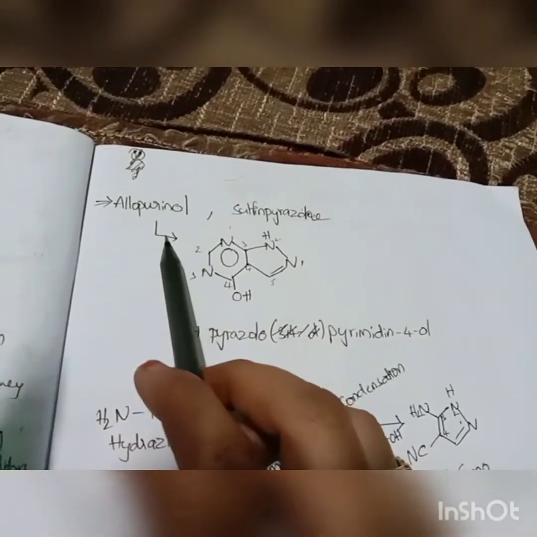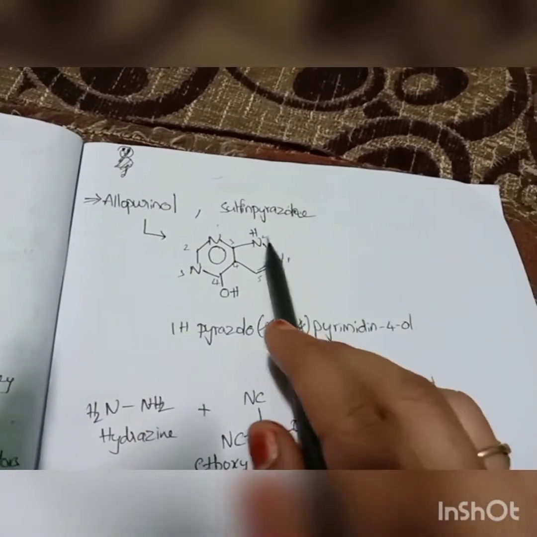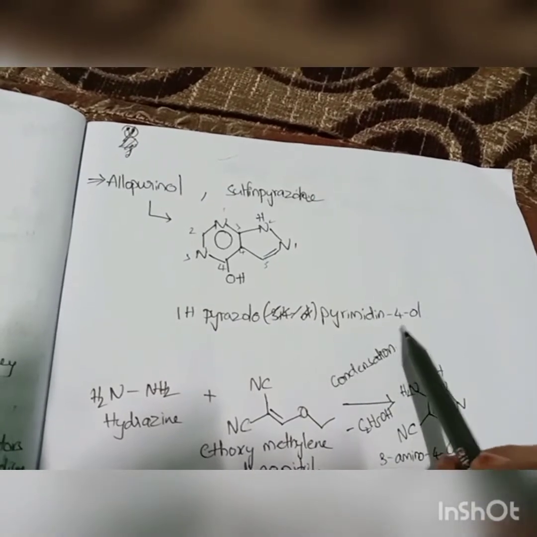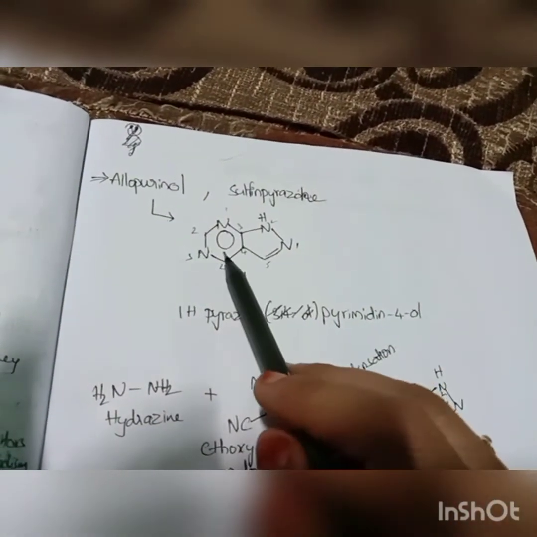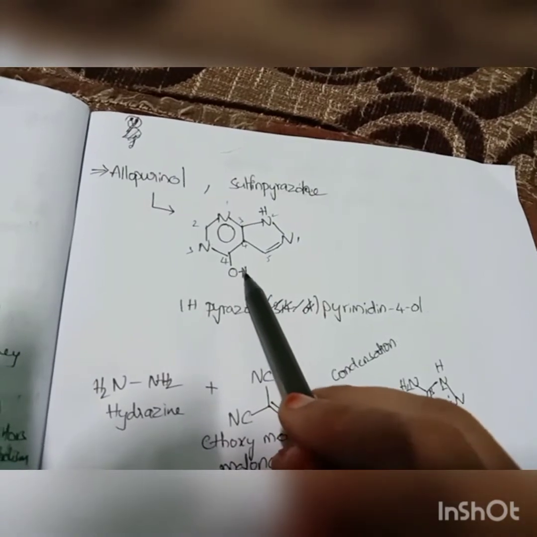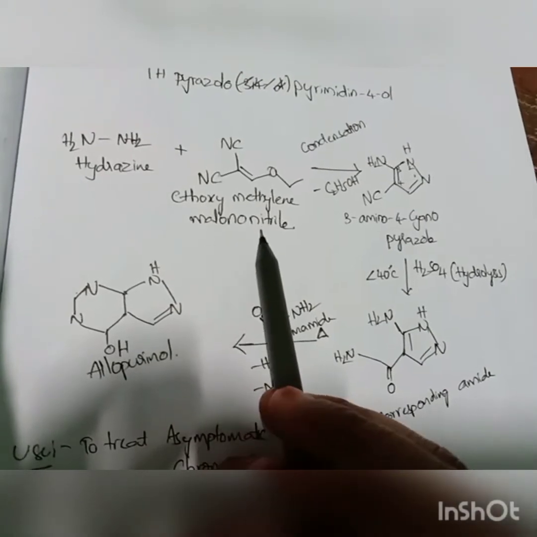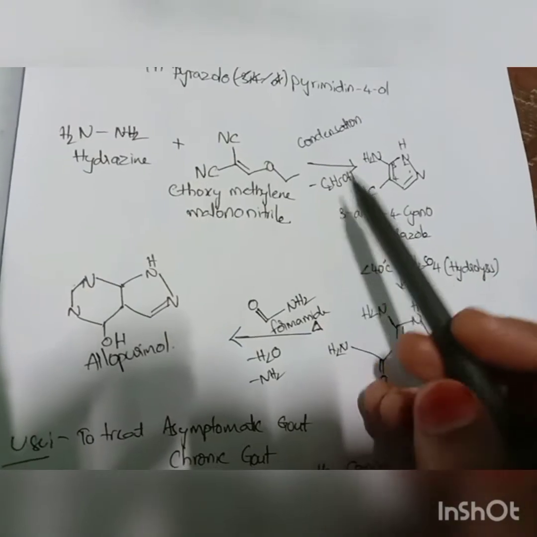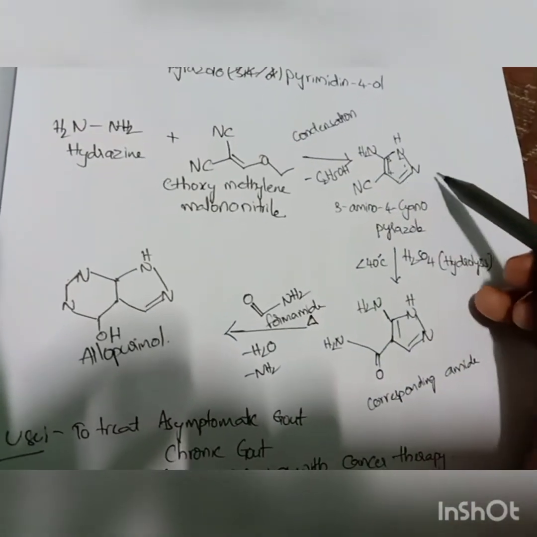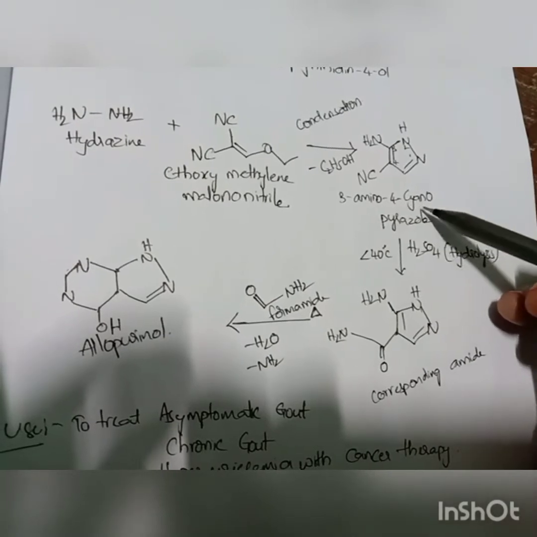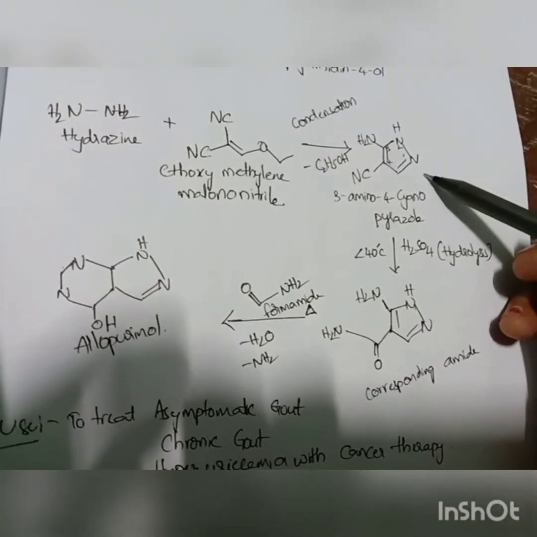Now we are going to see the allopurinol synthesis. Starting, we have to see the structure, right? It is a pyrazolopyrimidine, with a pyrazole ring and a pyrimidine ring, and at the fourth position an OH group is there. Coming to the synthesis, hydrazine is reacted with ethoxymethylene malononitrile and undergoes condensation by the loss of ethanol. The intermediate 3-amino-4-cyanopyrazole is formed.